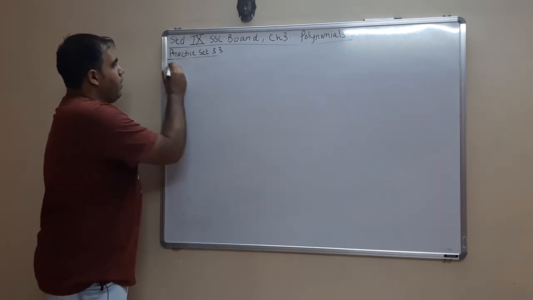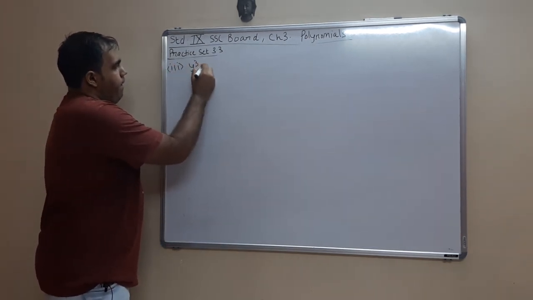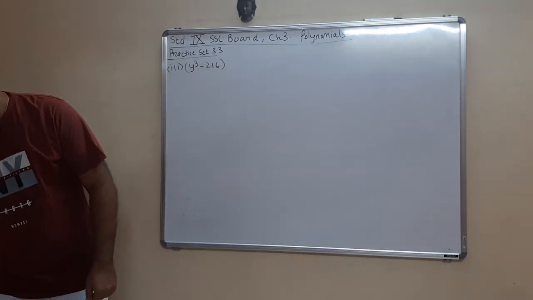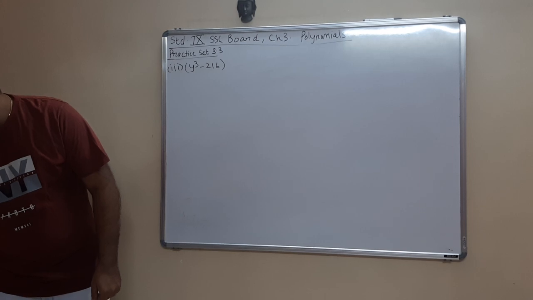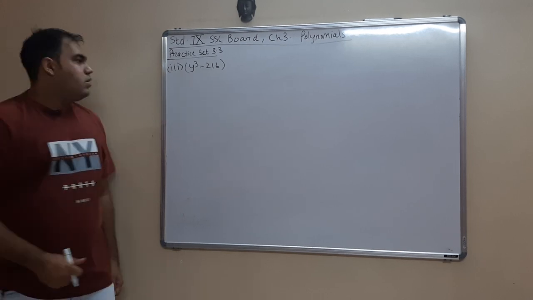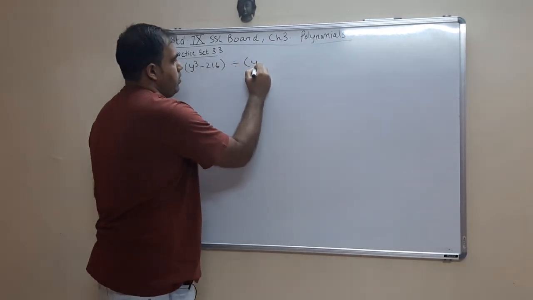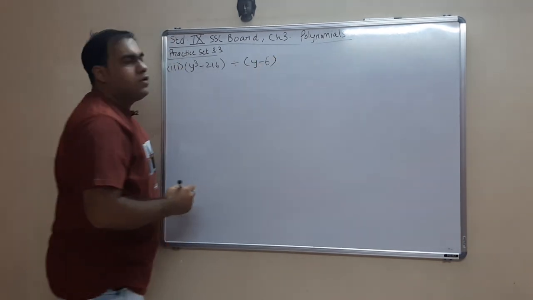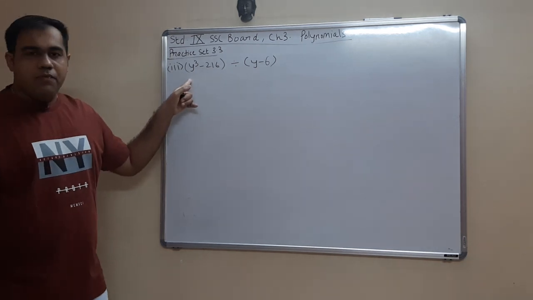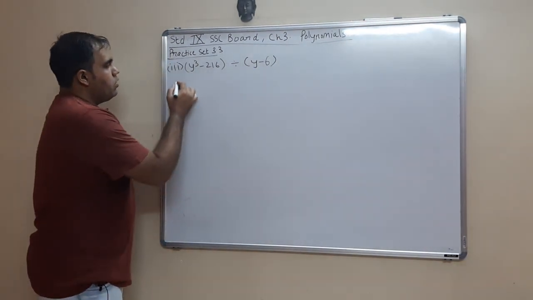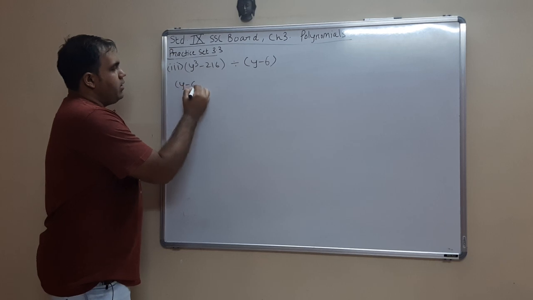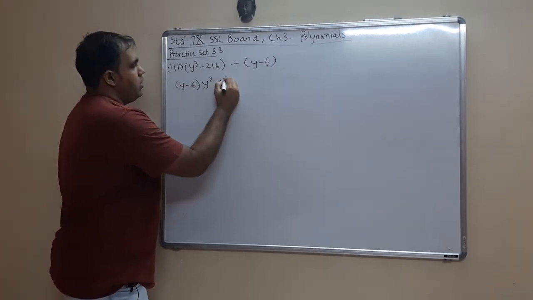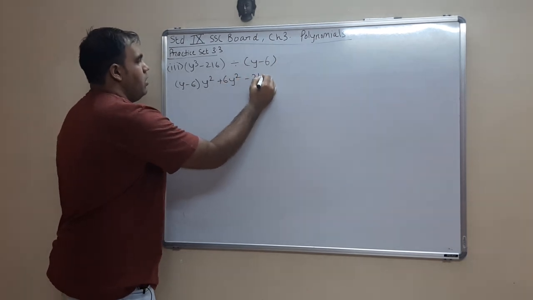So number 3. y cube minus 216 divided by y minus 6. So how to get y minus 6 from y cube? Multiply by y square. So we do y minus 6 into y square. So we get y cube minus 6y square. So we do plus 6y square minus 216.